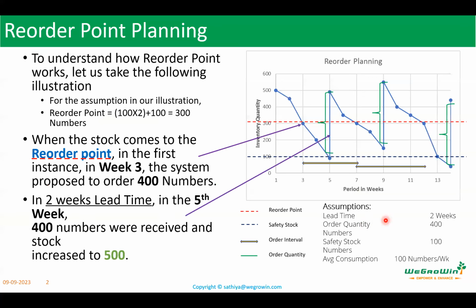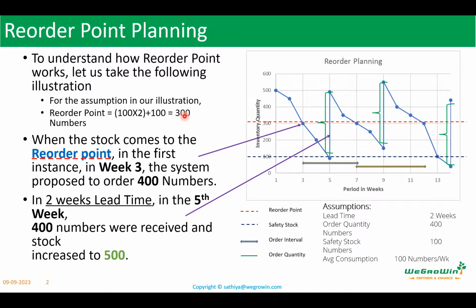For example, lead time is 2 weeks, order quantity is 400 numbers, safety stock is 100, average consumption 100 numbers. When the average consumption is 100 numbers and lead time is 2 weeks, then I have to order for 200 plus safety stock. So I have to keep 300 numbers as the reorder point. So my reorder point will be average consumption into lead time plus my safety stock. That should be the reorder point.